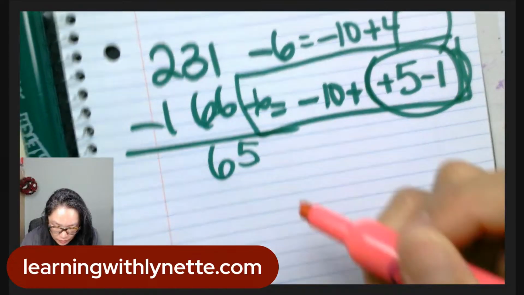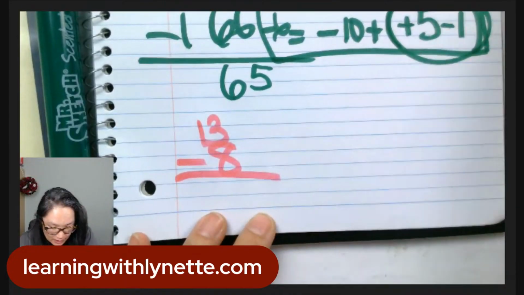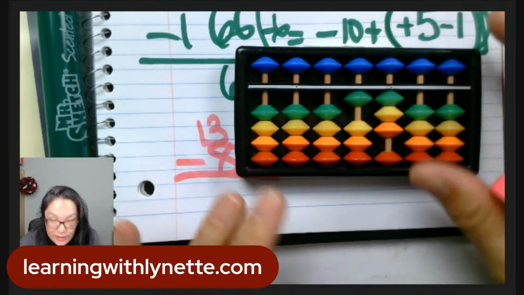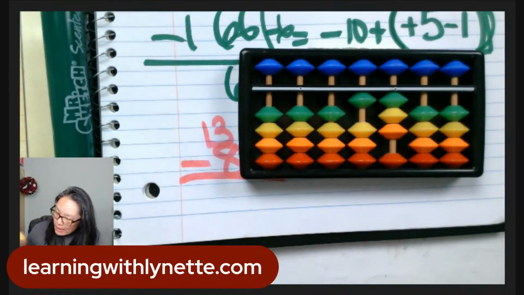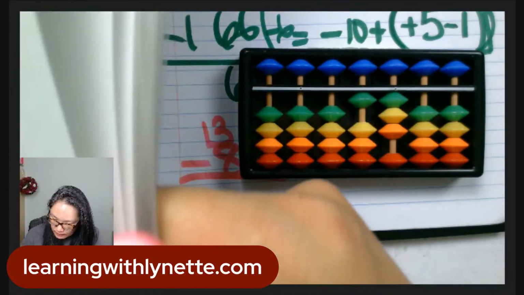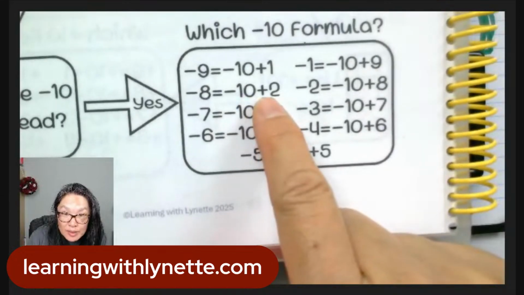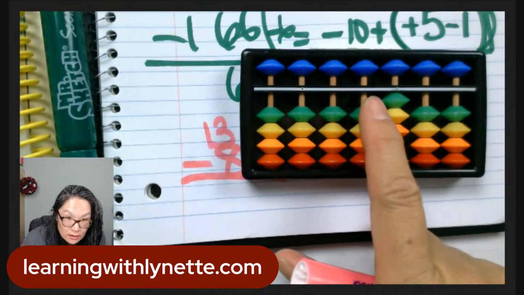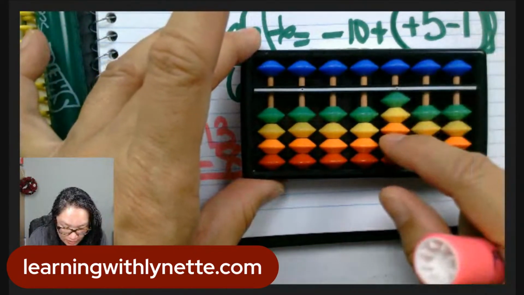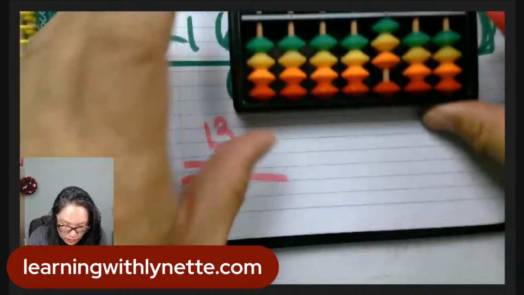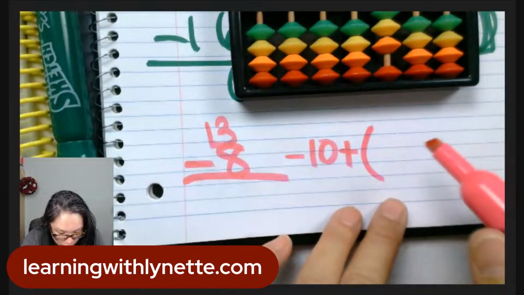So when we do 13 minus 8, we have 13 on the abacus. When we minus the 8, we know how to minus the 8, right? How do you minus the 8? Minus the 8 is minus the 10 plus the 2. So I'm going to minus the 10 and I plus the 2. When I add the 2, there's not enough, right? So what did I just do? Minus the 10 plus the 2.